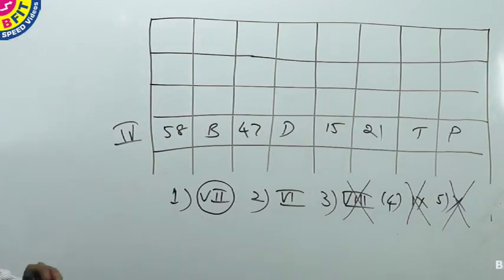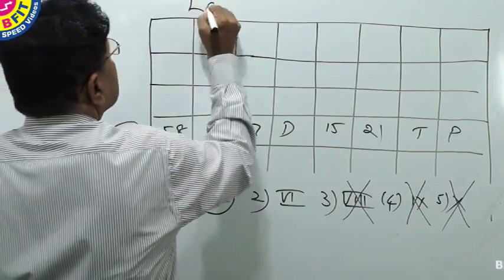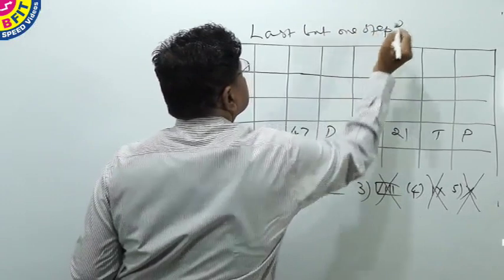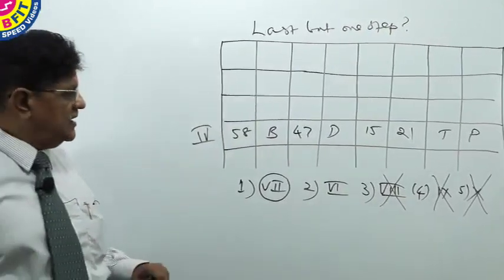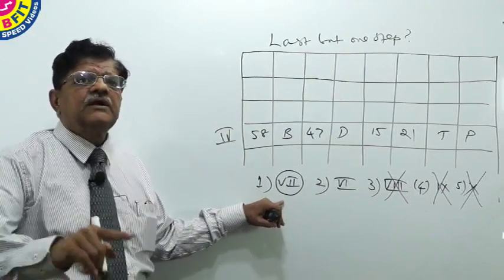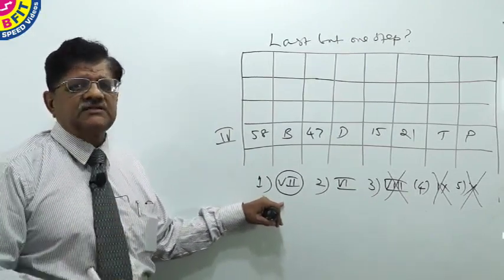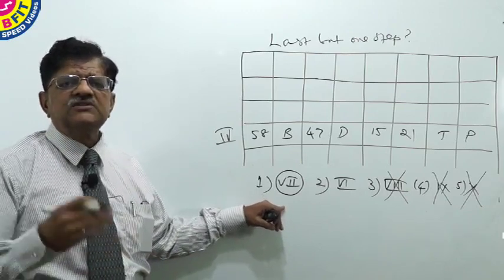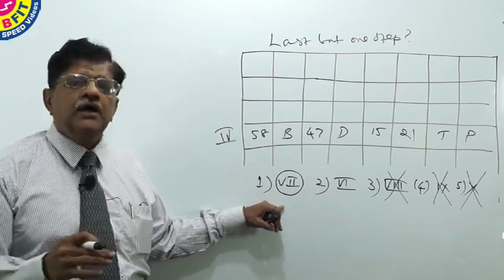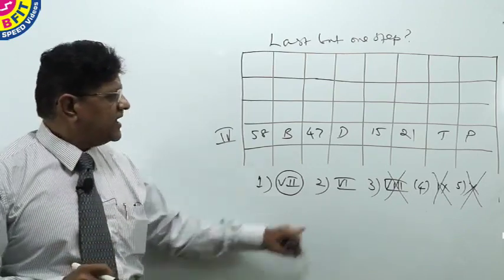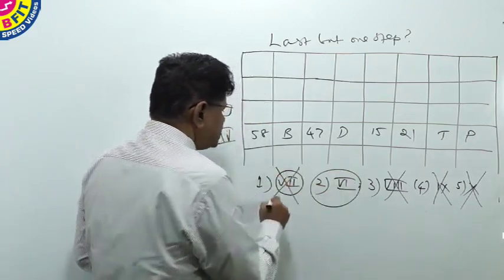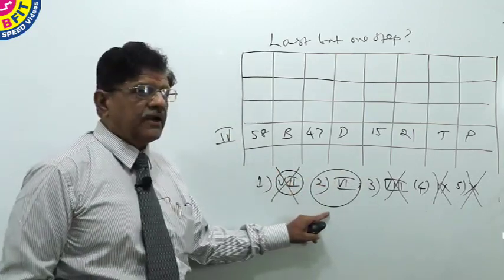Now what is the question? The question is asking what is the last but one step. Now the last step maximum can be 7. Last but one means one step before the last. If there are 10 people standing in a queue, who is the last but one? The 9th man is the last but one. Therefore the last step should be lower than 7. Here what is the last step? 6 is here. So this cannot be the last but one. This must be the last but one.